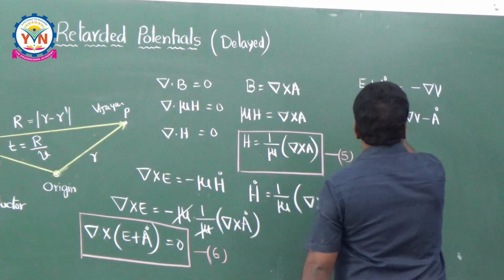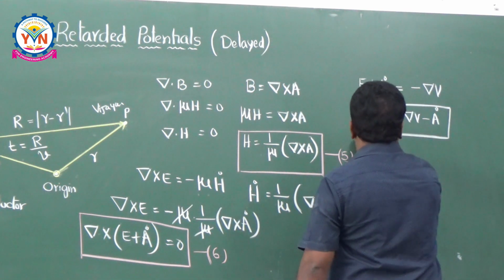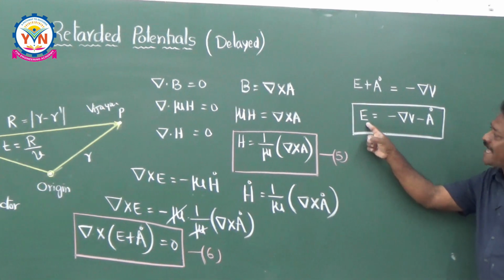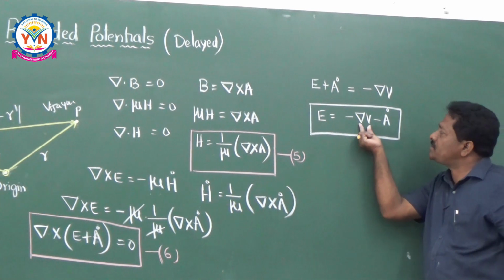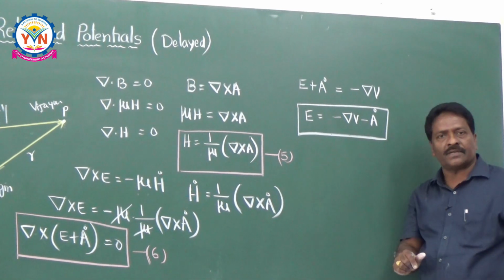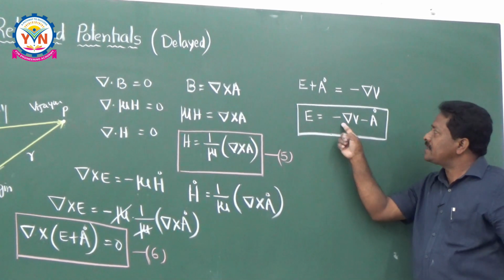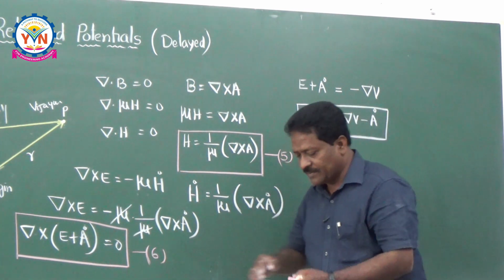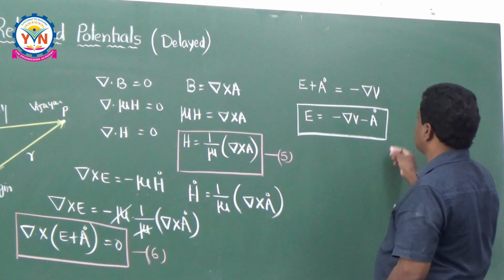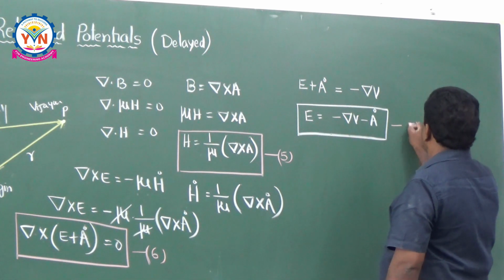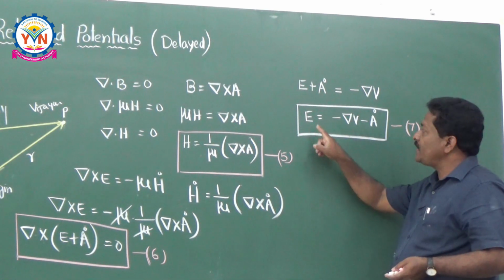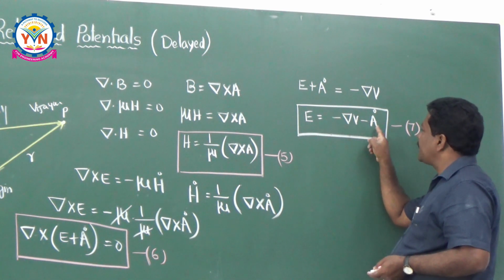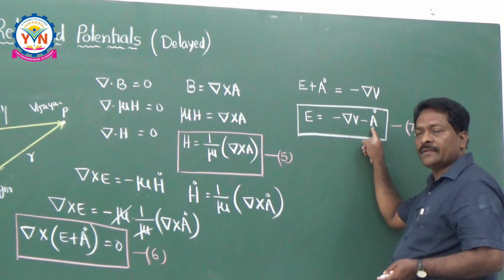This is the most fundamental equation required, because the electric field is expressed in terms of electric potential as well as magnetic potential. So E is equal to minus del V as well as minus A dot. This will be equation number 7. The electric field is expressed in terms of electric potential V and magnetic vector potential A.